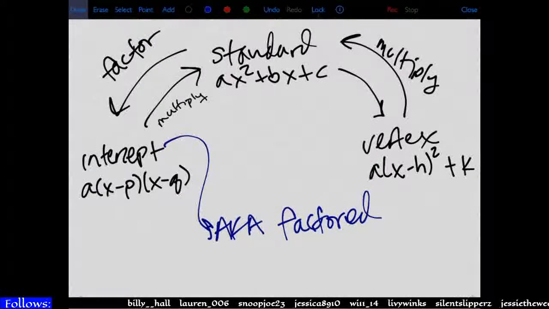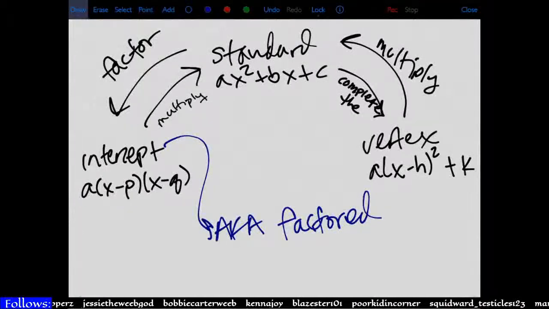And then the last one, to get from standard to vertex, we haven't learned that yet. We'll learn that next time, tomorrow's Friday, so Monday. That's called completing the square, and we'll get to that later.